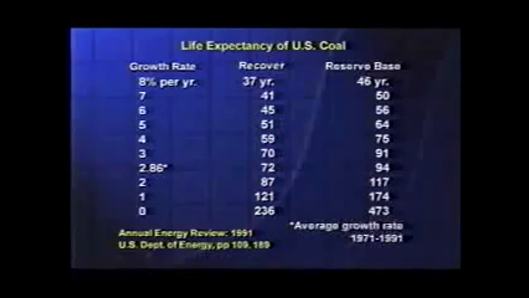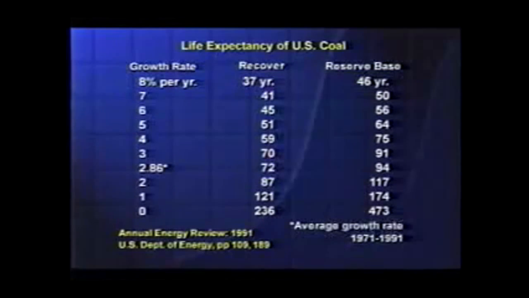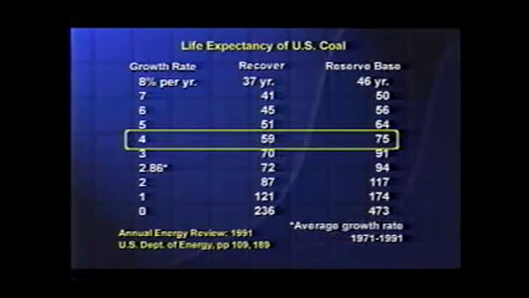But look what we get when we plug in steady growth. Back in the 1970s, we had national goal of achieving 8% per year growth rate in coal production in the United States. If that could be achieved and continued, coal would last between 37 and 46 years. President Carter cut that goal roughly in half, hoping to reach 4% per year. If that could continue, coal would last between 59 and 75 years.